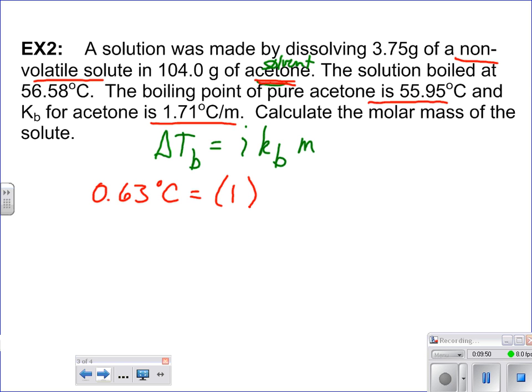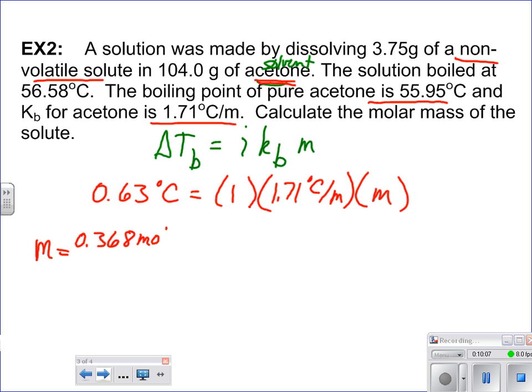Our KB value we would look up on our half sheet. Here it happens to be given to us as 1.71 degrees Celsius per molal. And we're solving for the missing variable of molality. So molality is going to be equal to 0.368 moles per kilogram.